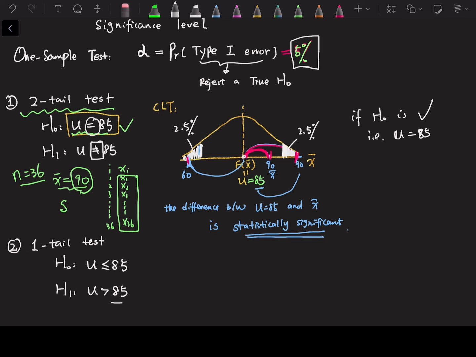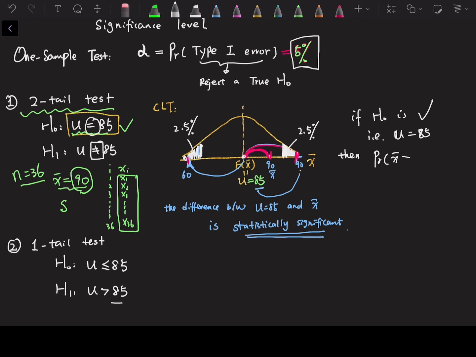Now let's complete this sentence. If the null hypothesis is true, i.e. mu is 85, then the probability that x bar is as extreme as or more extreme than the computed x bar is less than 5%, or the probability that you observe 90. 90 is greater than 85, so more extreme than 90 will be even greater than 90.